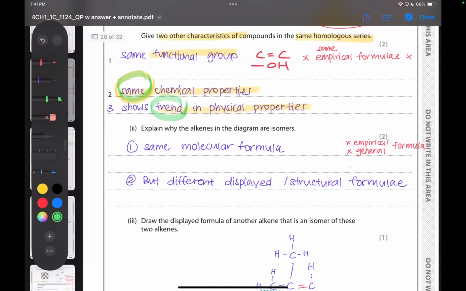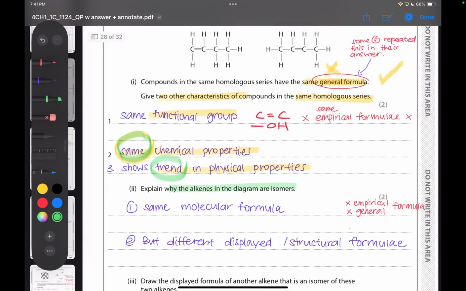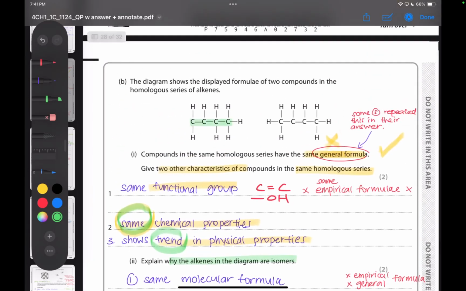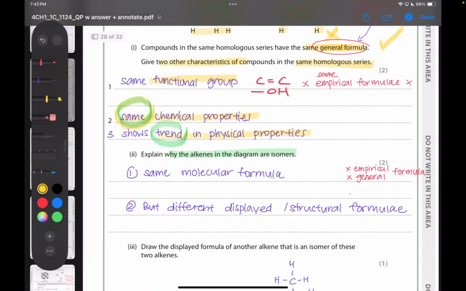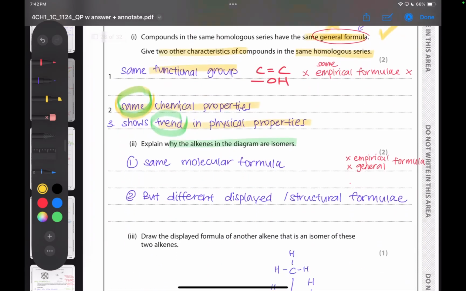Then the favorite question here is why the two alkenes in the diagram are isomers. You can see that they actually have the same number of C's and the same number of H's. What makes them different is just the way they are structured. So the way to answer an isomer question is they have the same molecular formula but different displayed or structural formula. So take note of this. This is a very common memory question.